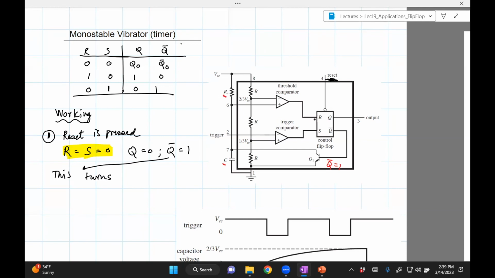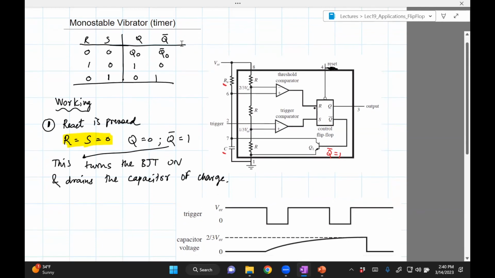So this turns the BJT on and drains the capacitor of charge. So it's discharge at this point. Yes, that's step number 1.